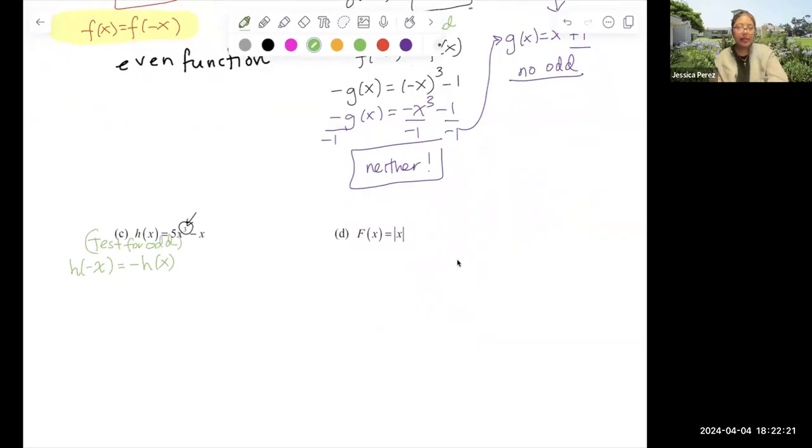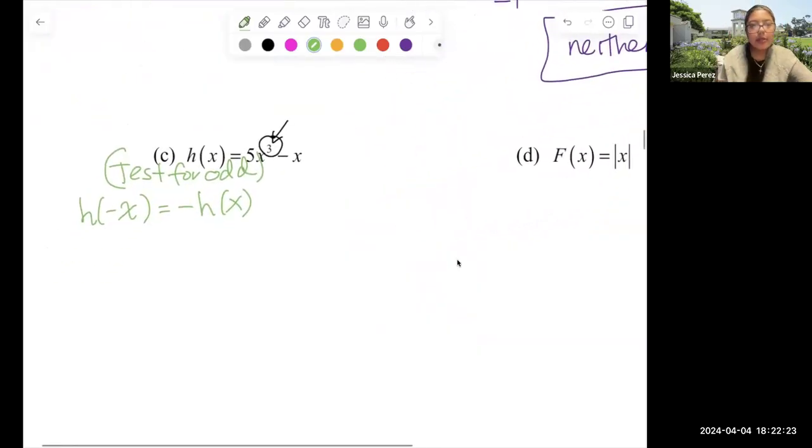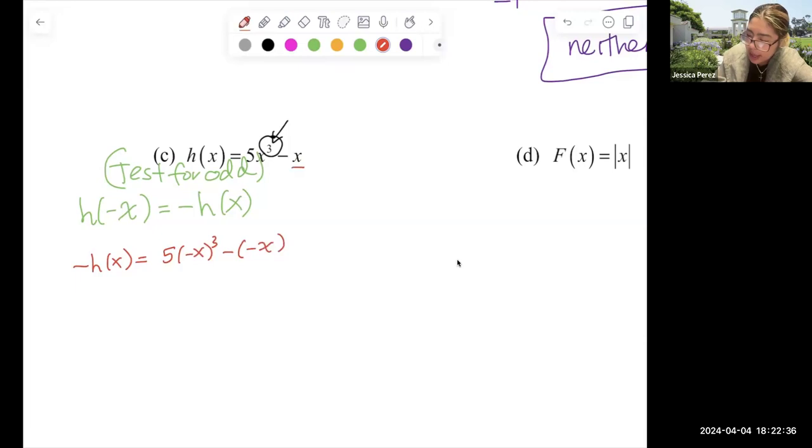I want to check if this is an odd function or not. So how do I test that? h of negative x equals negative h of x. So I'll start by saying, okay, negative h of x is equal to 5 times negative x cubed minus a minus x. I have to change x to negative x.